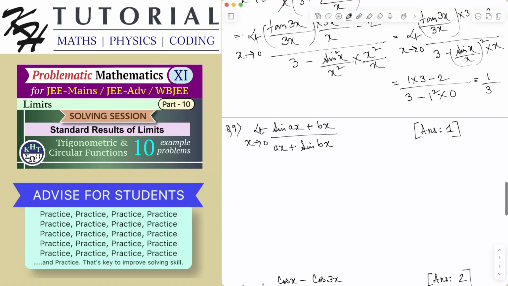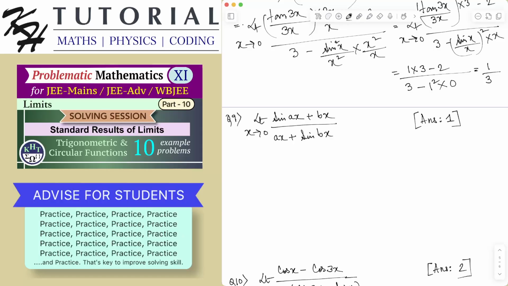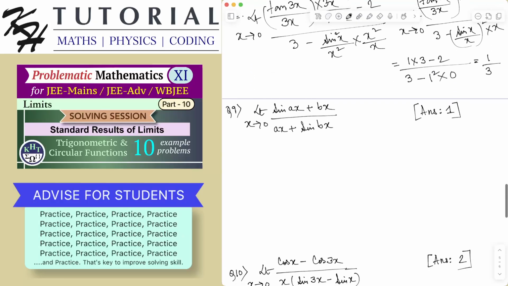Let's see the next problem. This is a very generic problem. We have sin ax plus bx divided by ax plus sin bx. For this kind of problem, again we will apply the same concept as we did in the previous problem, that is, we will take x as common factor. We will factor out x from both the numerator and the denominator, x tending to 0.